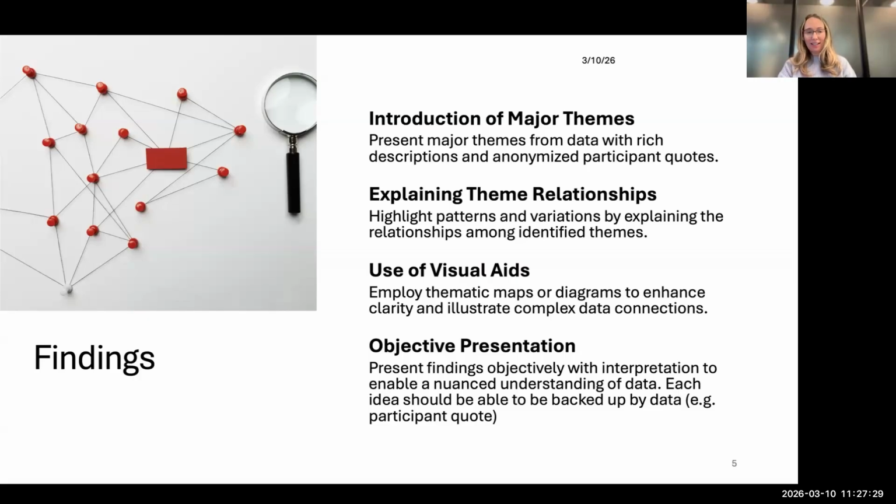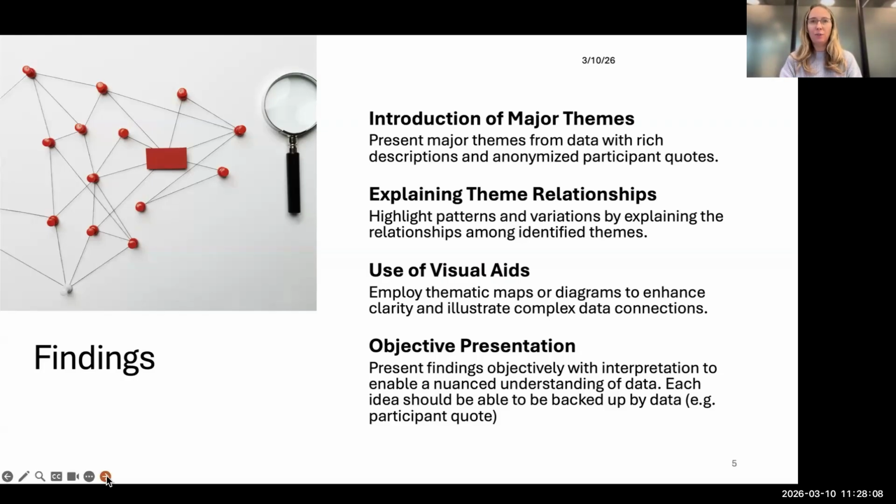Each idea that you have should be backed up by data. Whether that's a participant quote, or how you interpreted a photograph or how you interpreted a policy, you should be able to back it up with evidence: in this policy, they use this language that's very patriarchal, they use this language that's very condescending. And then have that piece of evidence that you're including.